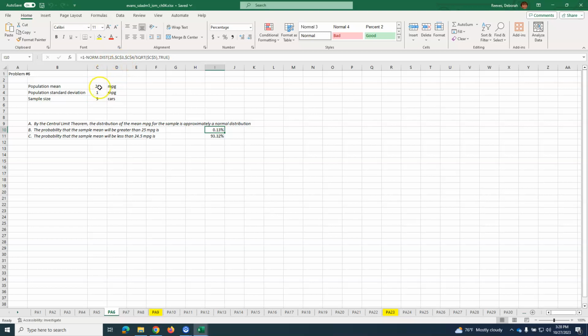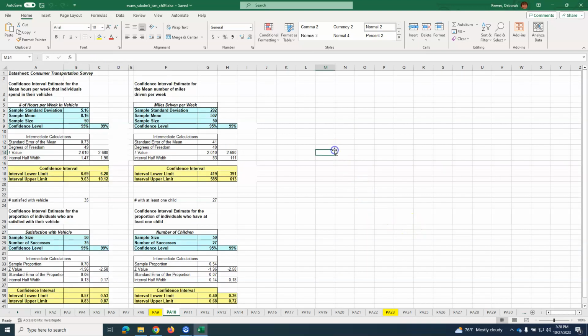It's looking at C3. And don't forget, when you want to lock in what you're looking at on a spreadsheet, you use these dollar signs. So if you need to do a copy down, this freezes it at C3. So you're looking at C3 and C4, doing a division by the square root of the number of cars here. And you want the answer to be true because it's less than 25. So that's all you need to do for 6. Now let's take a look at 10.